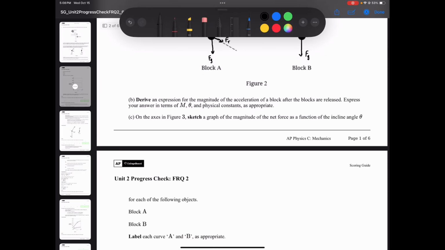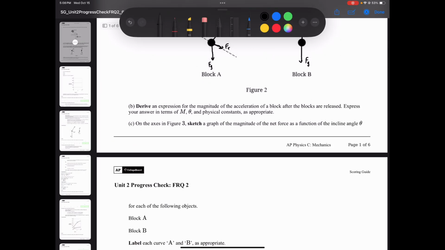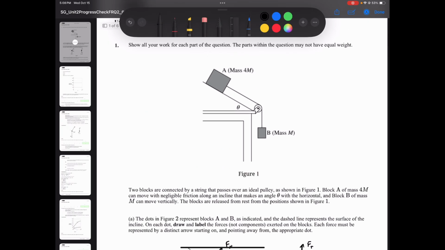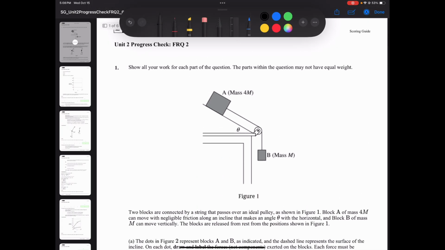Here, let's look at the rest of the problem. We have to derive an expression for the magnitude of the acceleration after the blocks are released. Express it in terms of m, theta, and other physical constants. Okay, well, after the blocks are released, the way they approached it in the scoring guidelines, they just used the systems approach, right? So they looked at all the external forces acting on the system, and they knew that the system was going to accelerate together. I'll do the same, simply because it's a lot easier that way.